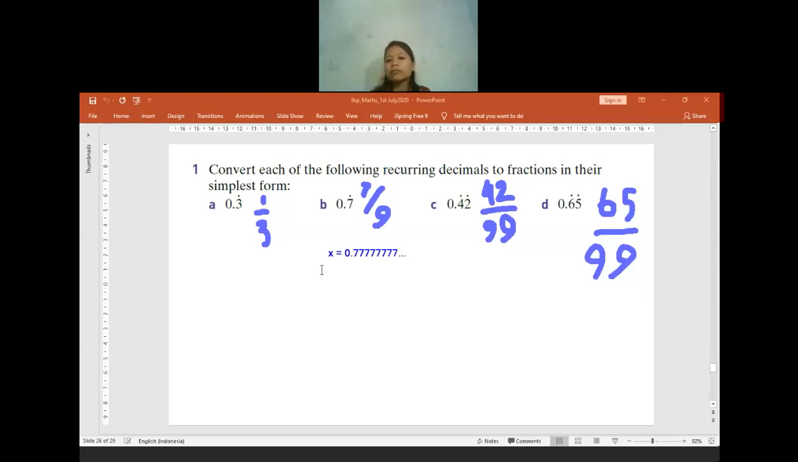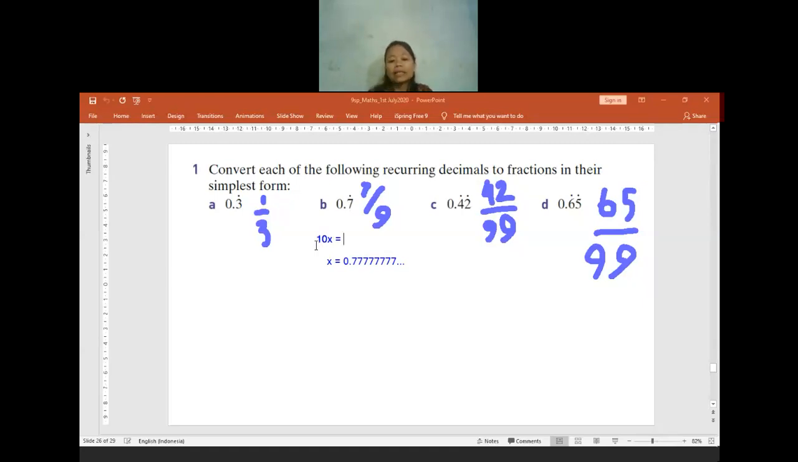Teacher, how to? Yes, how to what? I don't understand how you make it a fraction, teacher. Okay, that's why I'm going to explain it for a while. The first thing you have to do is change the simple recurring decimal into the long one. So I change it into 0.777 and so on. From this decimal, I can see that only one digit is repeating, which is the digit 7. Because it is only one digit, it means I need to find 10x.